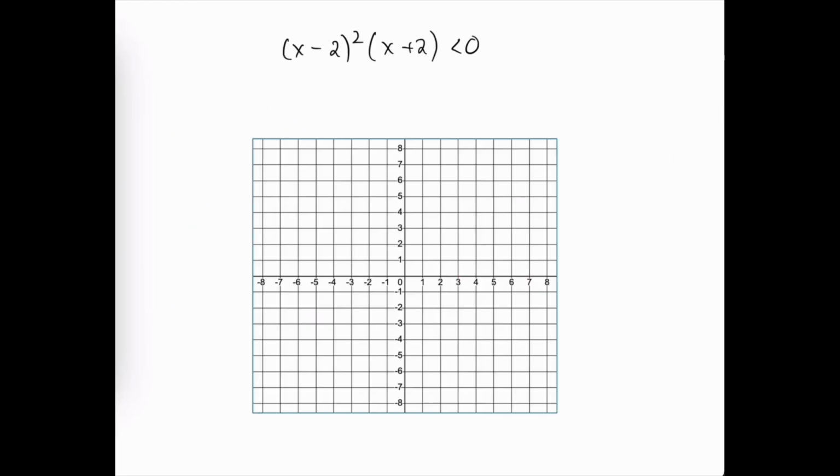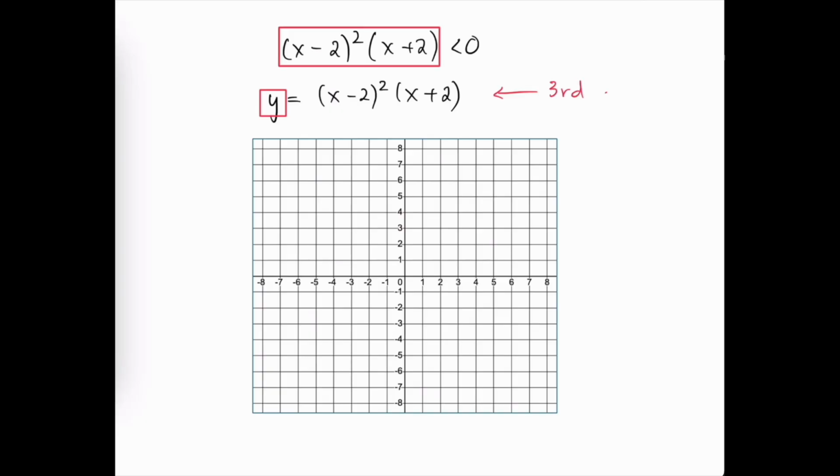Let's see if we can make sense of this solution by looking at the graph of the polynomial expression that's on the left-hand side. So let's consider y is equal to the left-hand side of this polynomial inequality, and we'll graph that left-hand side. Looking at the output values, which are the y values, those y values are going to represent the output of the polynomial expression. This polynomial is a third-degree polynomial with a positive leading coefficient, so its end behavior is going to be down in the third quadrant and up in the first quadrant.